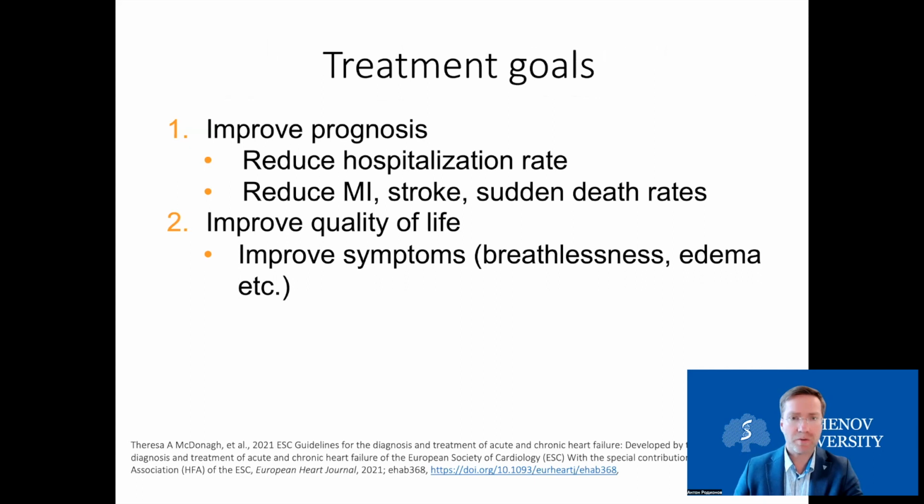So let's speak about treatment. Treatment goals, as usual in cardiovascular medicine: we have two goals. First, to improve the prognosis, that means to reduce the hospitalization rate and reduce rates of myocardial infarction, sudden death, and stroke. And the secondary goal is to improve the quality of life. That means improving symptoms, reducing breathlessness, reducing edema, and so on.